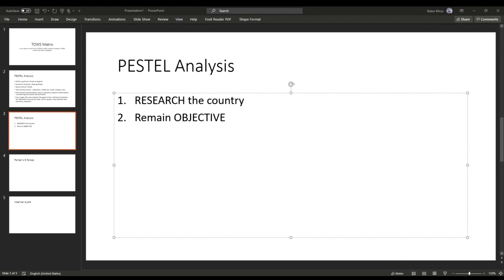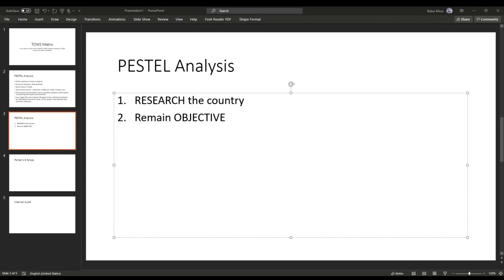Same goes with the economic situation, for example, the economic situation of the people and of the country. Let's say if you open up in a Middle Eastern country, usually they don't ask for taxes, but the economic situation of people could be very poor. They cannot afford your products. So you might have to change the pricing, but that's for later. You only write the research that is presented to you. So research the country, remain objective.